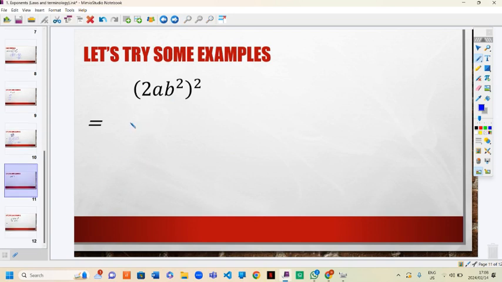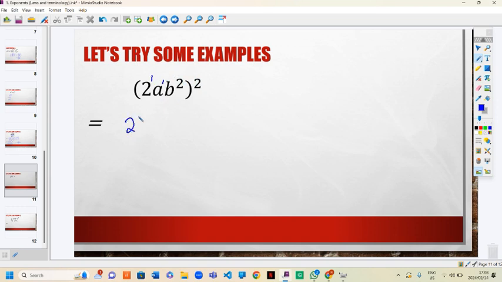Yeah, I assume you've paused the video. Okay, let's do it together. So we've got 2 to the power of 1, a to the power of 1. I see that there's an exponent outside of a bracket. So what am I going to do with this exponent? I'm going to multiply it with every exponent inside.